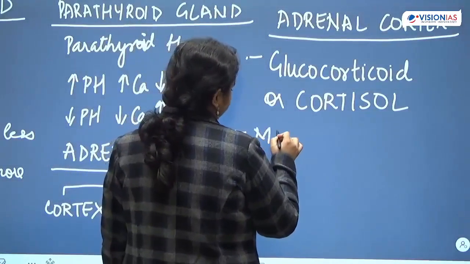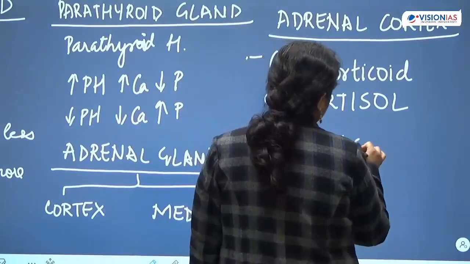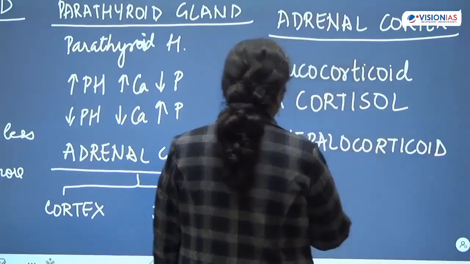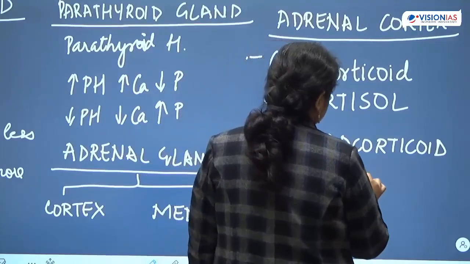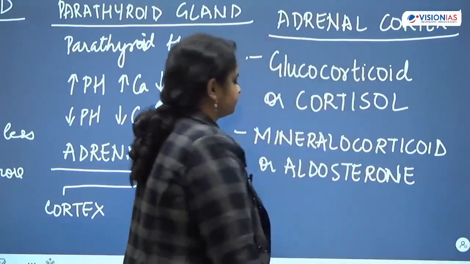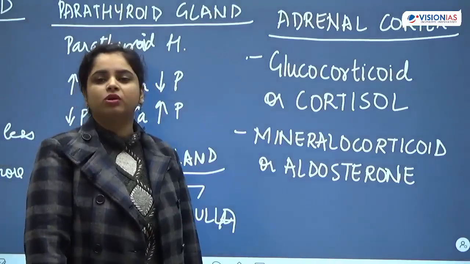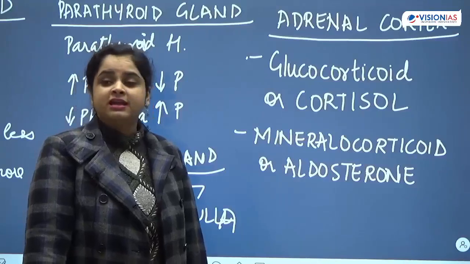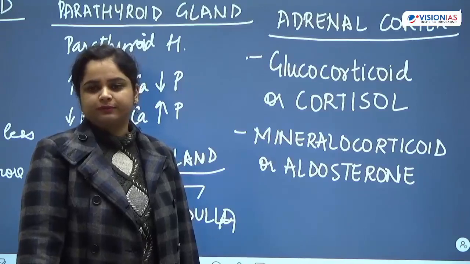Second is mineralocorticoid, or it is also called aldosterone. This one will regulate the amount of water in the body. The amount of water and minerals in the body, they are going to be regulated by mineralocorticoid or aldosterone.